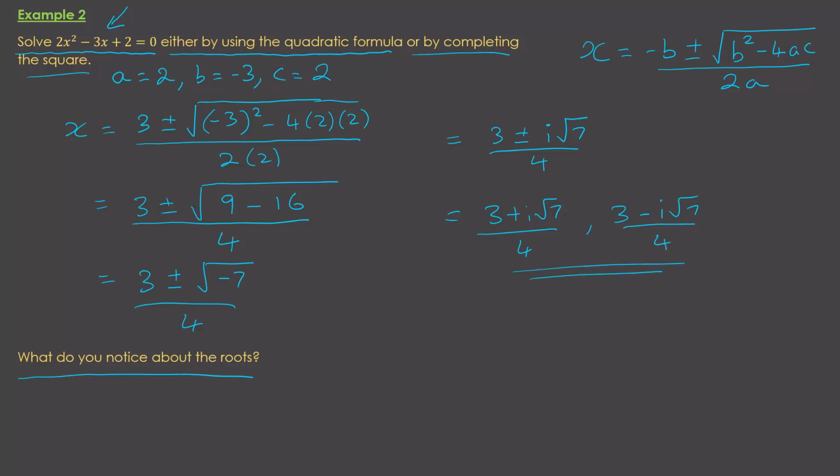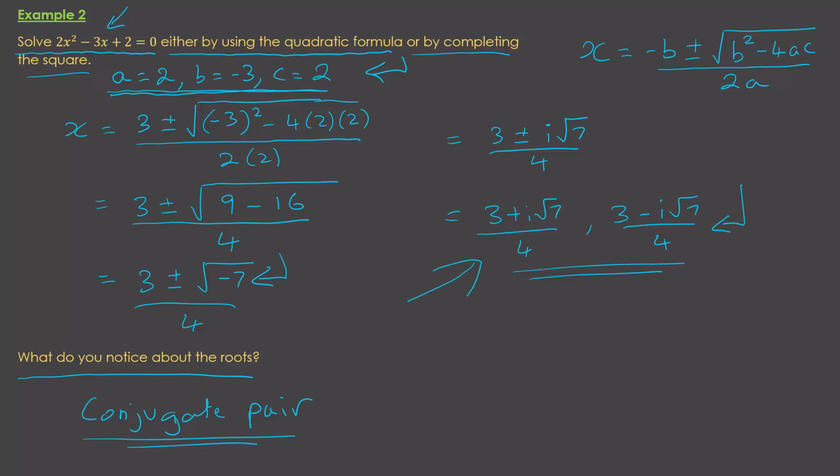What do we notice about the roots? Well, once again, we can see that we have a conjugate pair. This is important. Note the coefficients were all real coefficients. So in this example and the last example, we've solved a quadratic with real coefficients. We ended up with a negative under the square root, which means we get complex roots. And the complex roots turned out to be a conjugate pair.